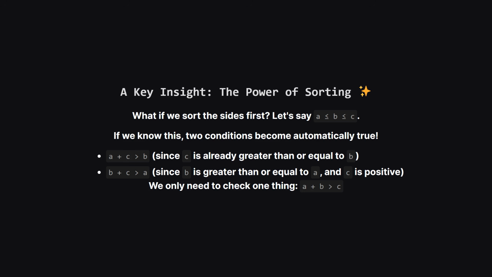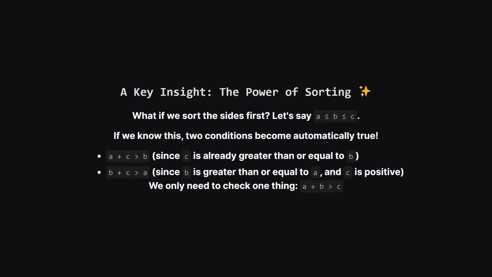Checking all 3 conditions for every triplet seems like a bit of work, but here's a crucial trick. What if we sort the numbers first? Let's say we always name our 3 sides A, B, and C, such that A is the smallest, B is the middle, and C is the largest. If we do that, 2 of the checks become redundant.